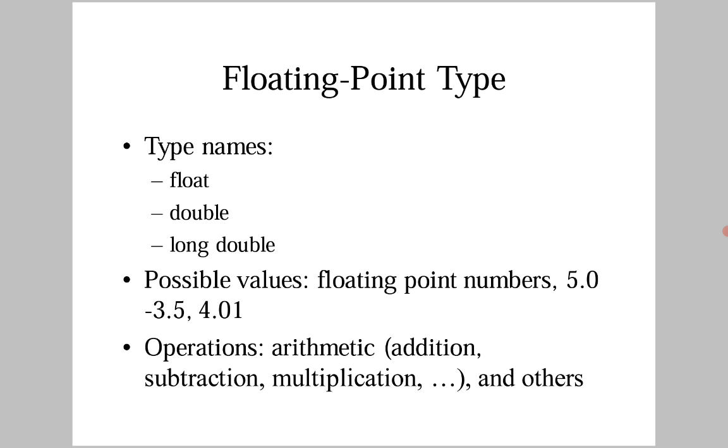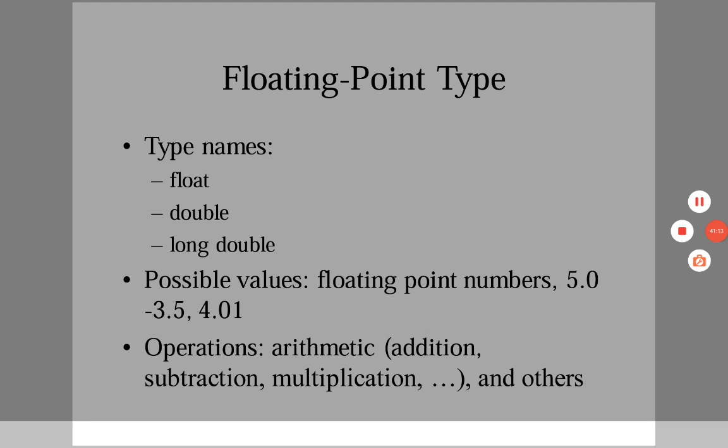Generally, floating point numbers or real numbers are of three types. First one is float, second one is double, third one is long double. So possible values are floating point numbers. Generally they can be used in arithmetic operations like addition, subtraction, multiplication, and division.